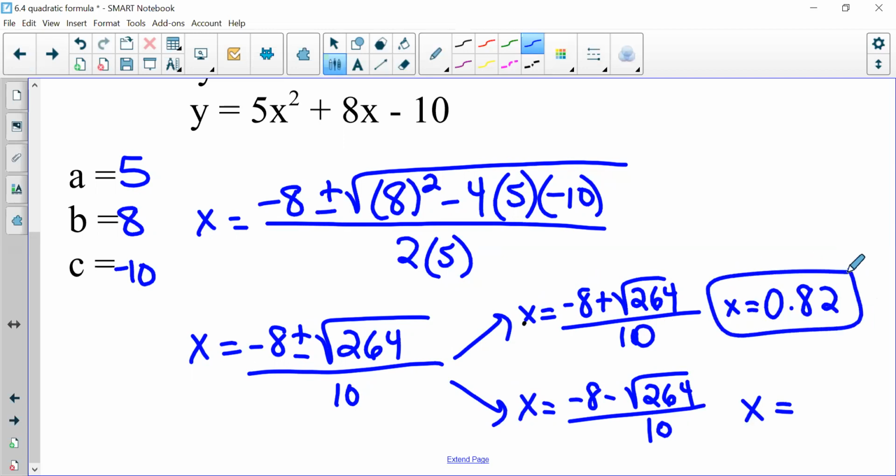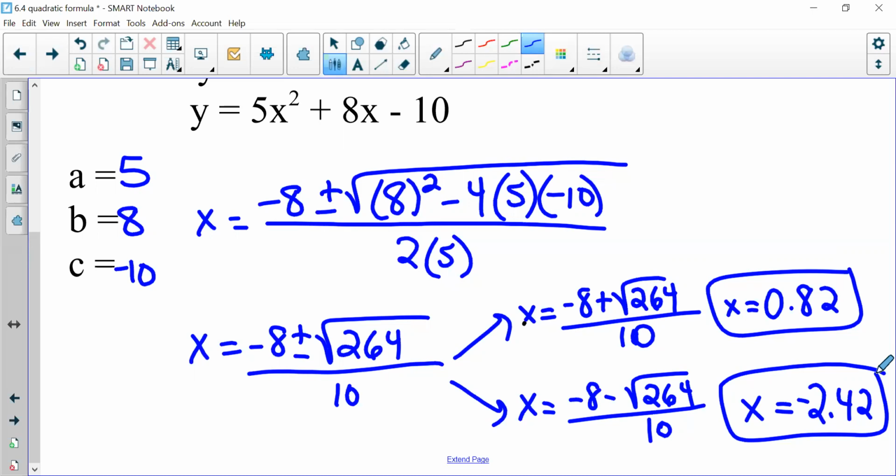So do you square root 264? Yeah. What did we get for the minus? Negative 2.42. Good. As with the quadratic formula, we don't switch the signs. If we're trying to find the x-intercepts, those end values are the x-intercepts. You'll see on the graph it is exactly positive 0.82 and negative 2.42. So with the quadratic formula, I don't switch the signs.